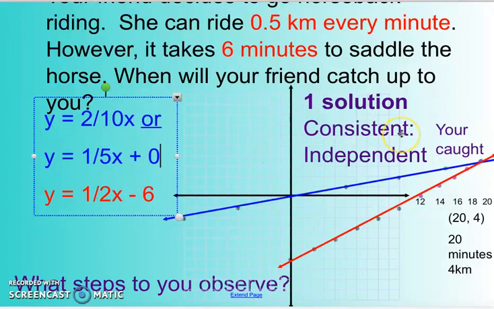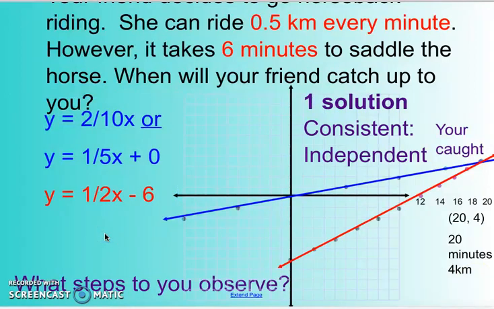And so when we're looking at this, we're trying to figure out where it crosses, because that is where we would figure out how much time it would take and how many kilometers they have run. And so looking at this, it looks like they cross at (20, 4), meaning x represents minutes, so 20 minutes. It would take 20 minutes for you and your friend to catch up. And you both would have run 4 kilometers at that time.